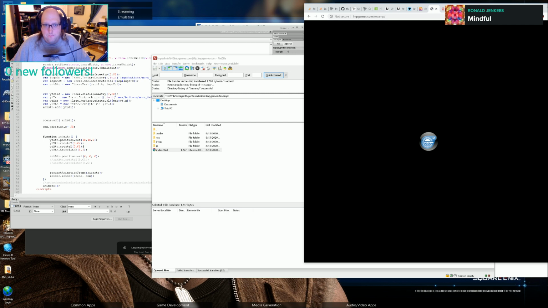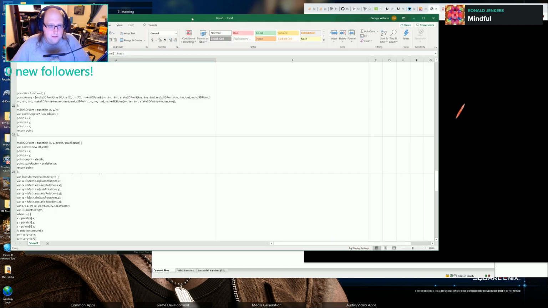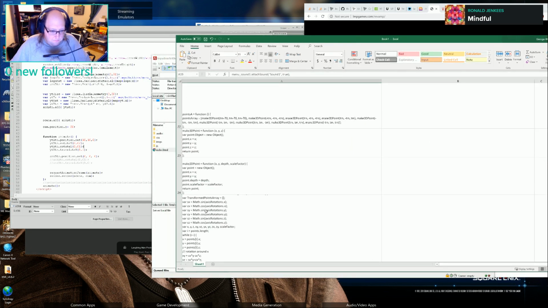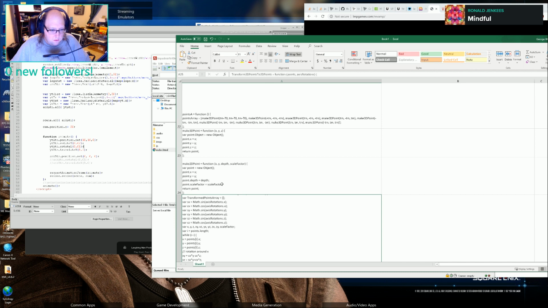Alright, let's take a look at this. This might be a good time to look at this code and see what we need to add into here. So transform points array, rotate around X, rotate around Y. Points array equals all this stuff. So TM minus 70, TM minus 70, TM minus 70, minus TM, TM minus TM, TM minus TM, TM.